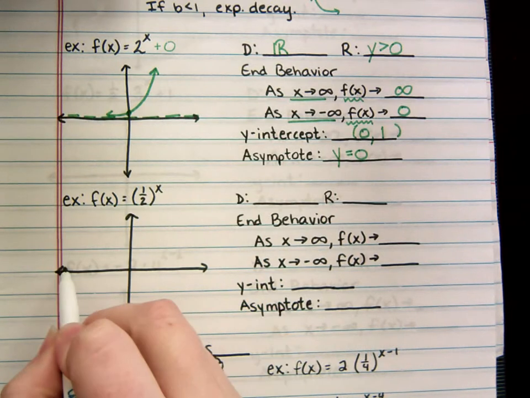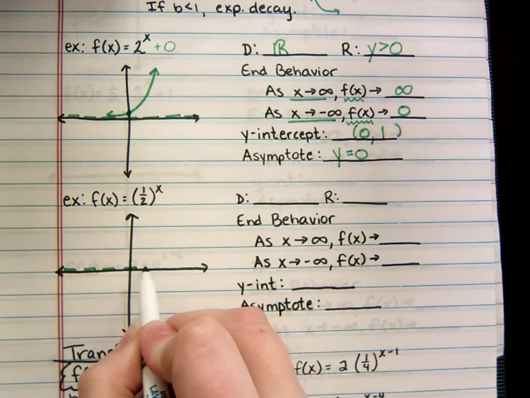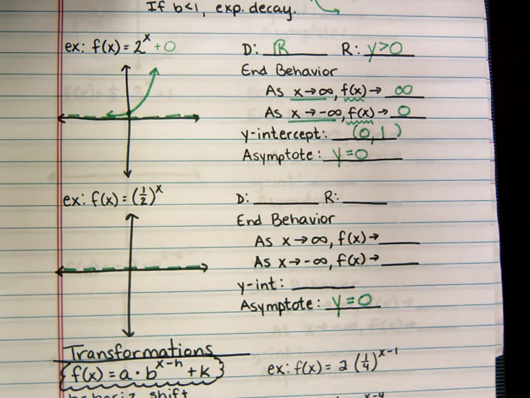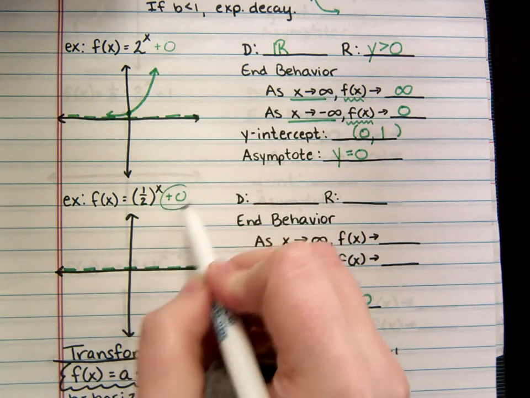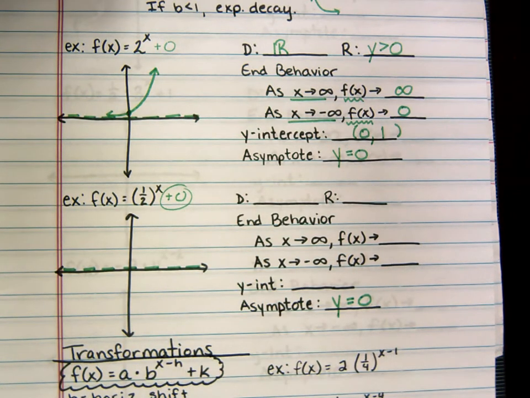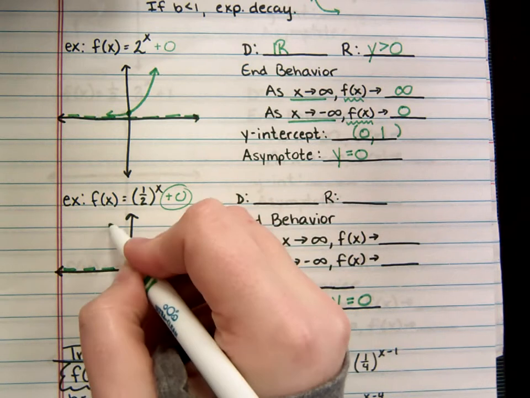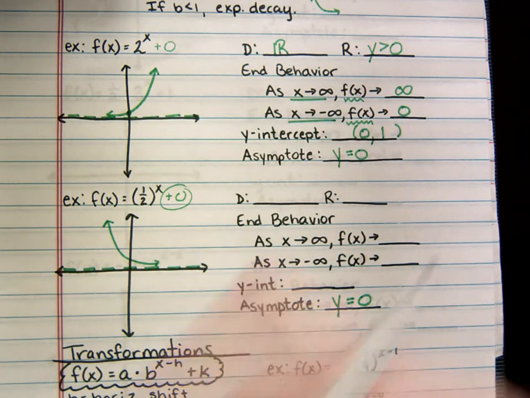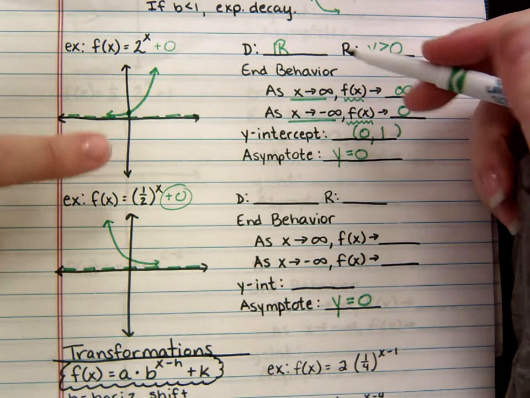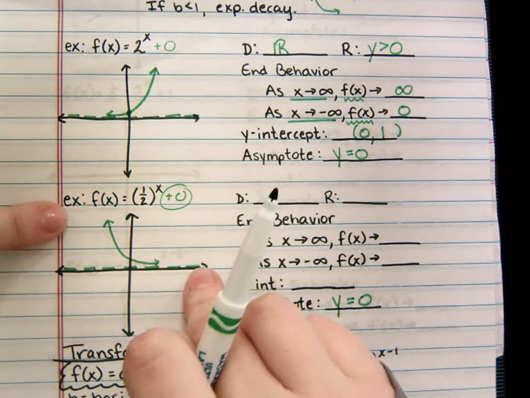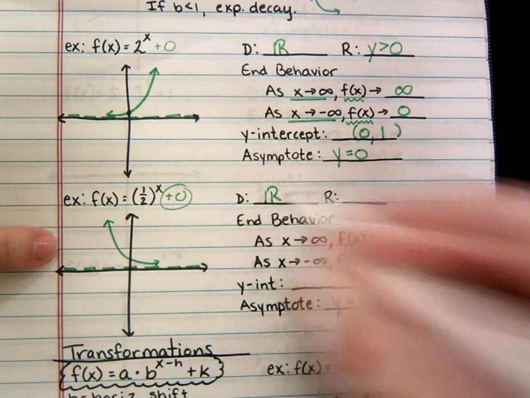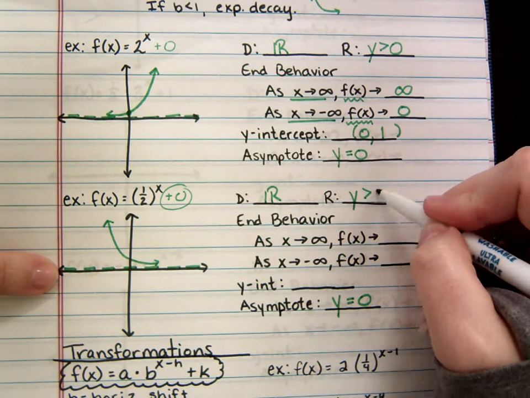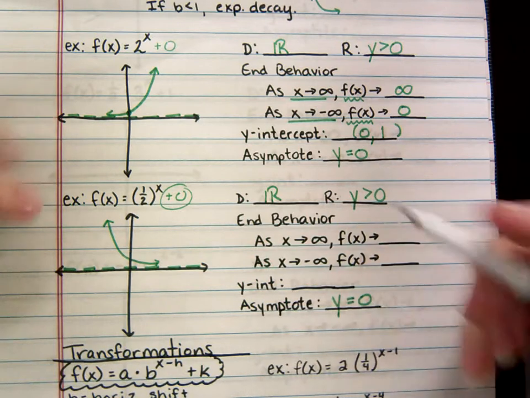I still have an asymptote on the x-axis where that's the line y equals 0, because again there's nothing added or subtracted outside, so it's equal to 0 here. And the graph itself does something like this. Now, just like the growth function I showed you, there is no limit going left or right, so the domain is still all real numbers. And your range is still y greater than 0, because all my points are above the asymptote.